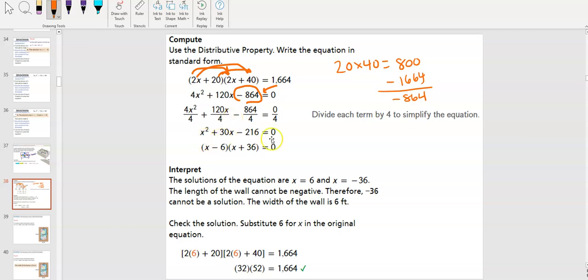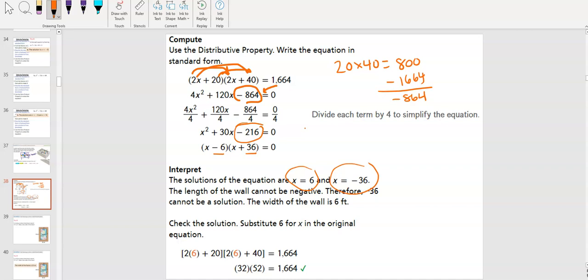Okay, so once they divided, they got an easier equation to work with. And because they're going to go ahead and factor this, they're looking at numbers that multiply to make negative 216, but when added together, make 30. So they got negative 6 and 36. And so what we found out is that the two solutions are 6 and negative 36.